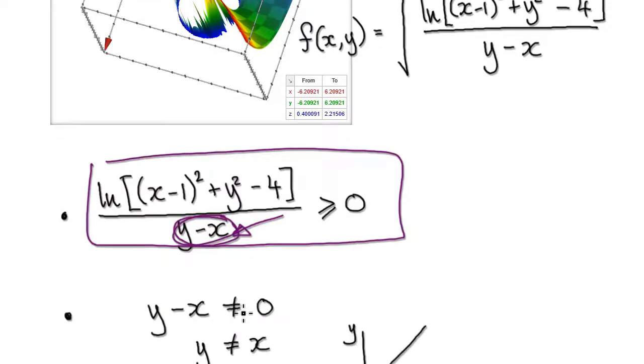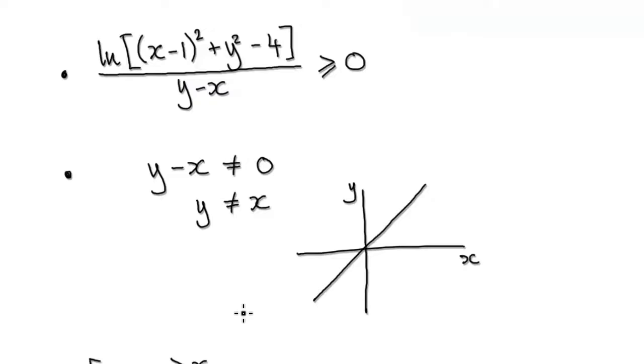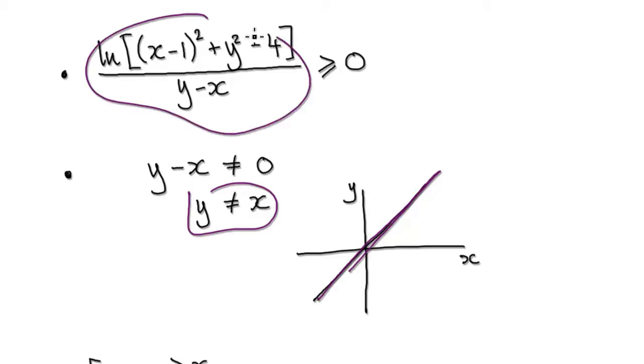So our second demand would be that this thing here can never be 0. So add x to both sides, meaning that y equals x here. Anything on this line, the whole thing will break down. This whole thing here will break down. Therefore, the whole function will break down.